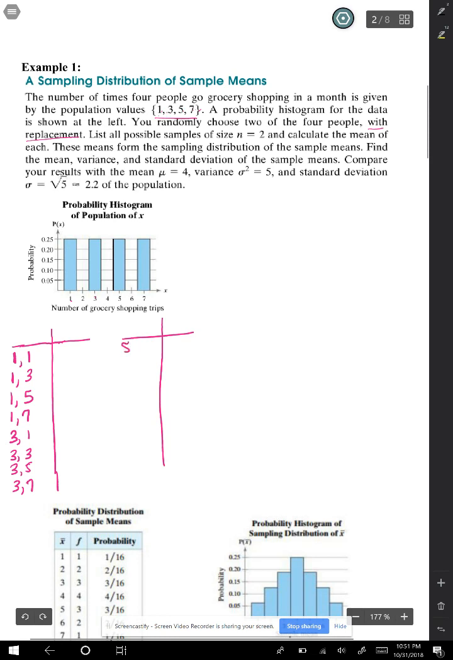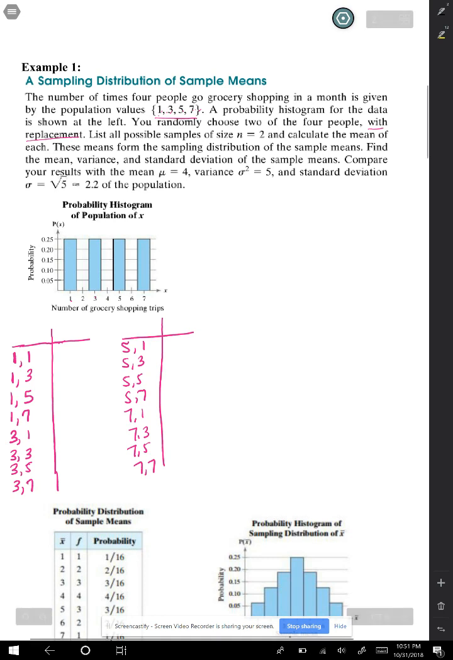So now I'm up to 5. So I could have 5,1; 5,3; 5,5; 5,7, or I could have 7,1; 7,3; 7,5; or 7,7. So those are all the possible combinations of 2 people chosen out of the 4.